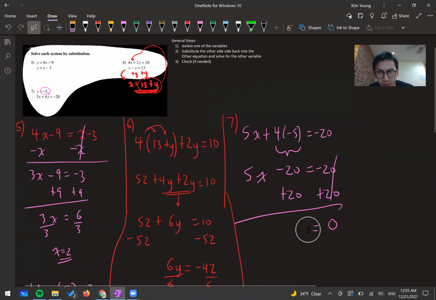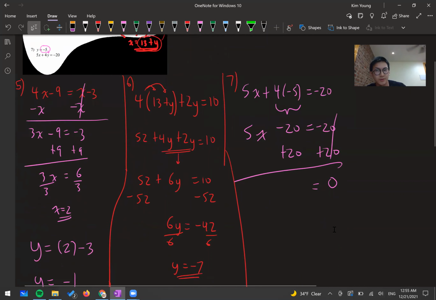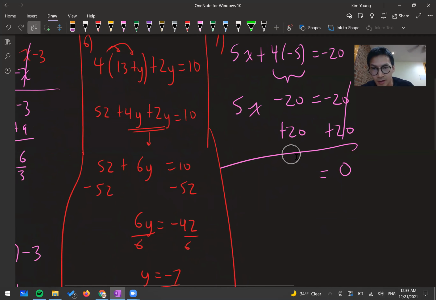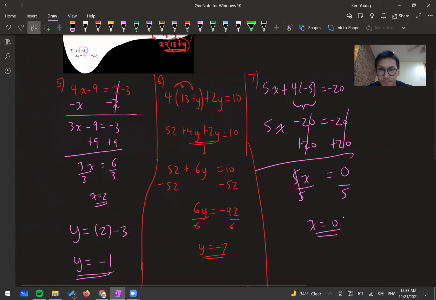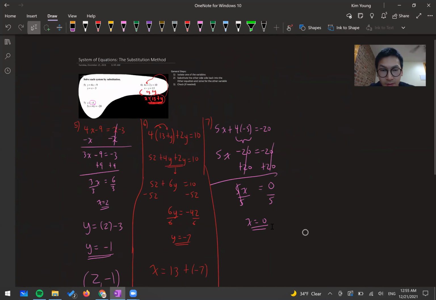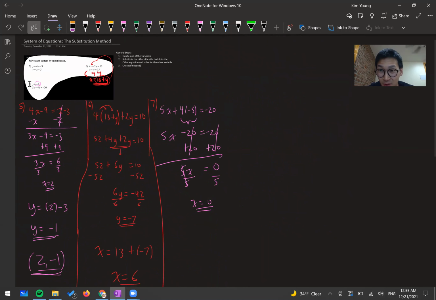I'll make a video on that, on additive inverses, multiplicative inverses, and identity and all that. This goes away. So then it's 5x is equal to 0, and then divide both sides by 5. And then x is equal to 0. And then once again, y is already solved for. We know that y equals negative 5, so it's 0 comma negative 5.